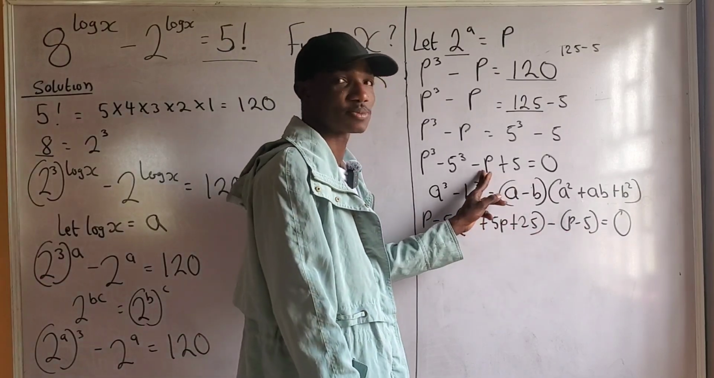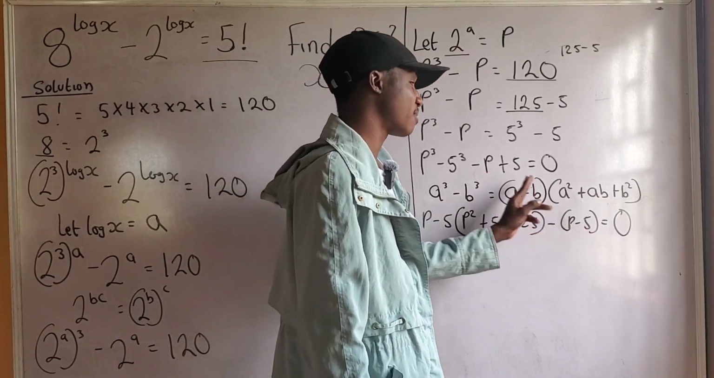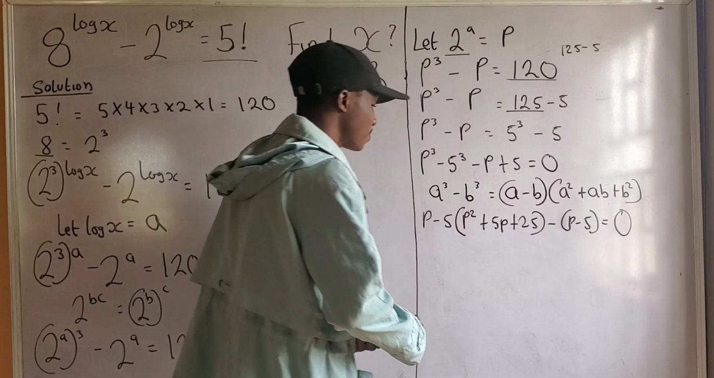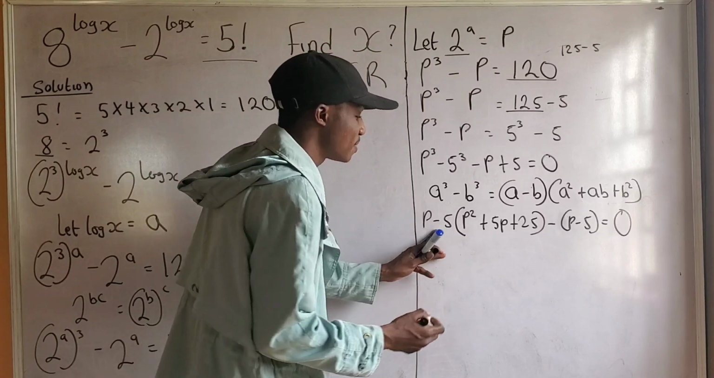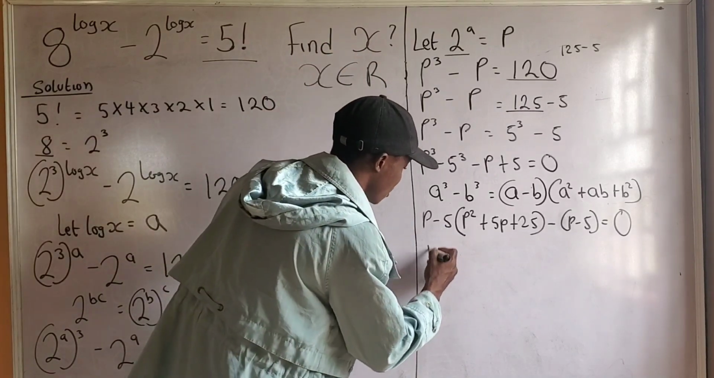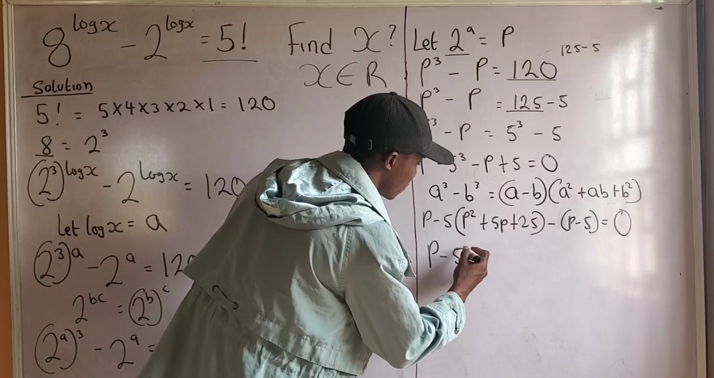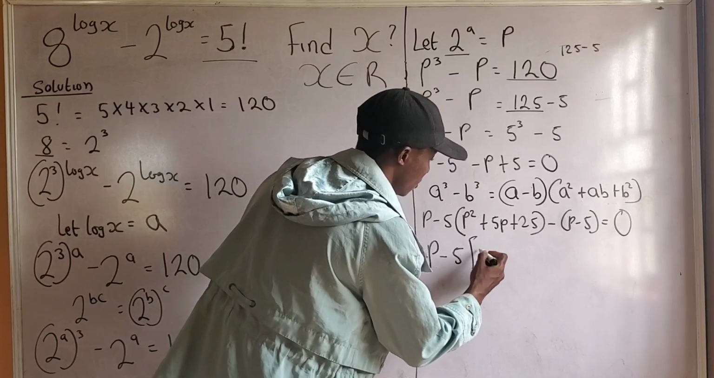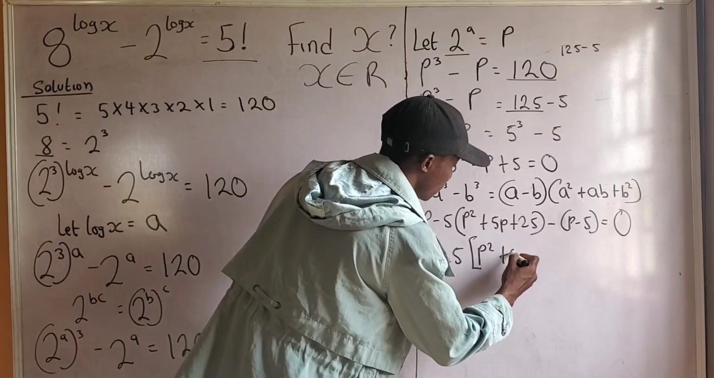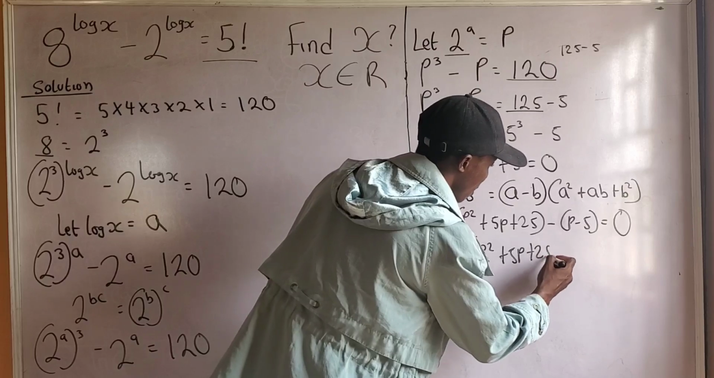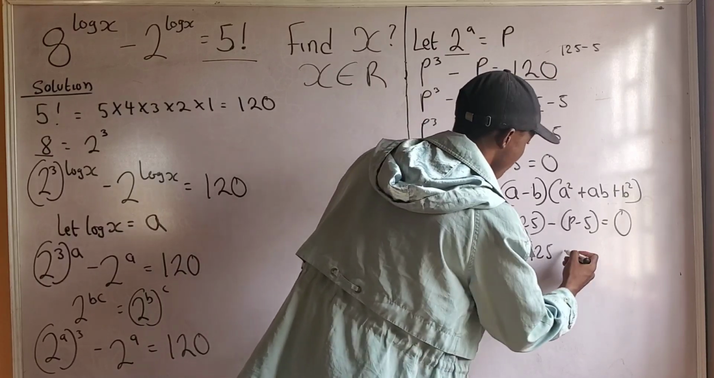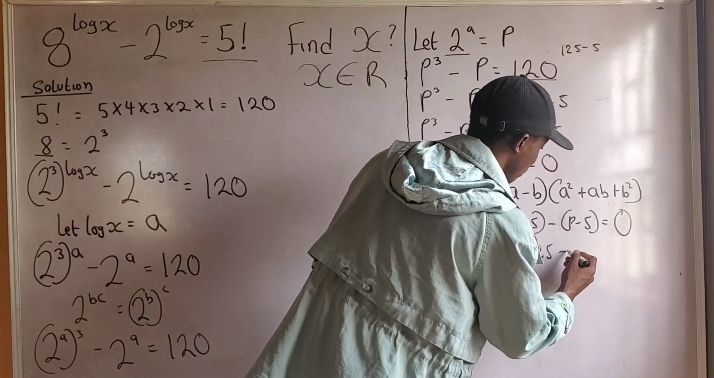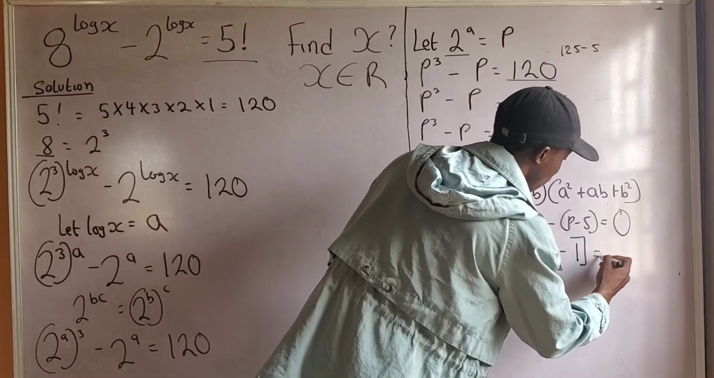Minus times p minus p. Negative times negative 5, I'm going to have what? Plus 5. So from this point, factorize p minus 5. I'm going to have p minus 5 times p squared plus 5p plus 25, okay, minus 1. This will be equals to 0.